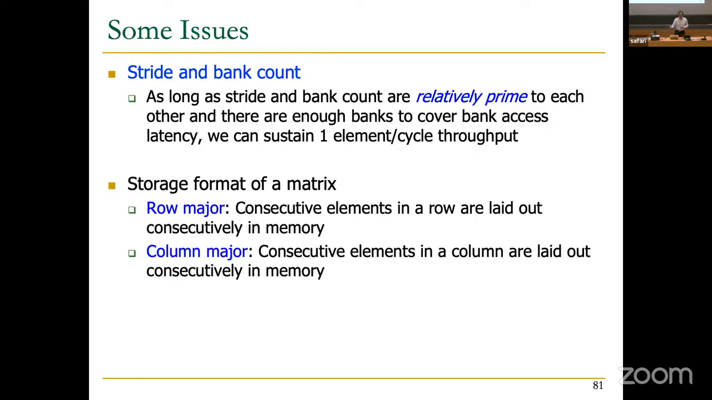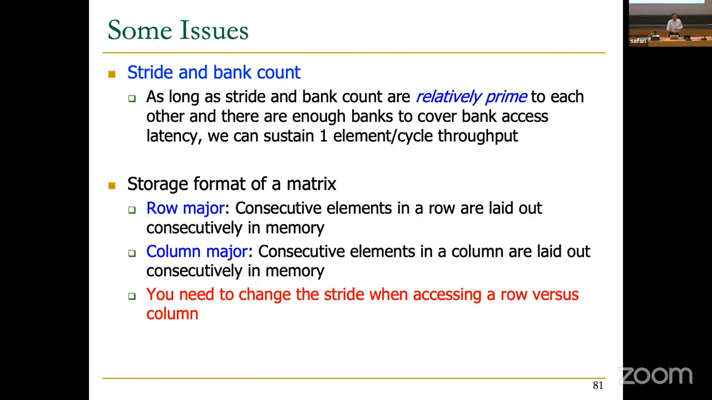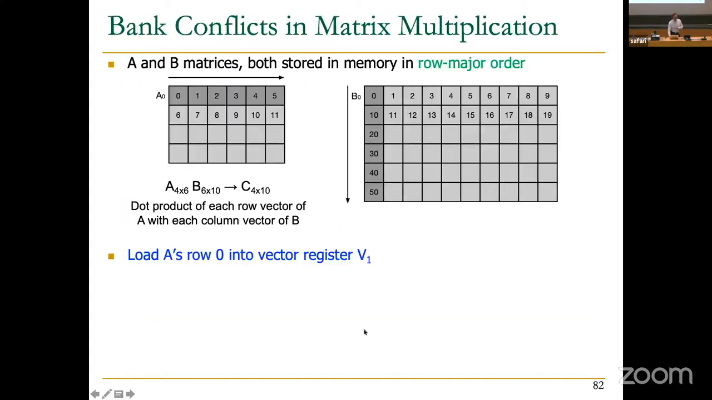Okay, so basically, we talked about the row major, column major. I'm not going to talk about this. I want to talk about a few more things before we finish. You can leave if you need to leave, but I'm almost done. So basically, you need to change the stride when accessing a row versus column. And we've already seen this.